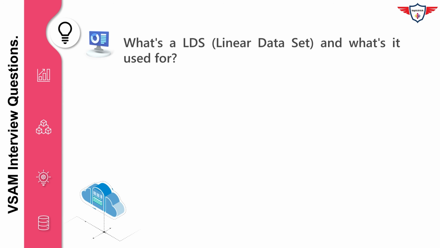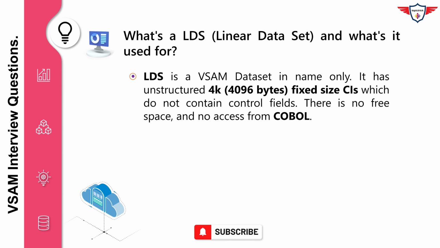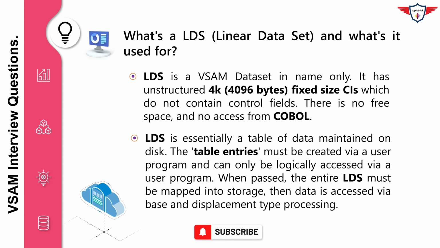What's an LDS, linear dataset, and what's it used for? LDS is a VSAM dataset in name only. It has unstructured fixed-size CIs, that is, 4096 bytes, which do not contain control fields. There is no free space and no access from COBOL. LDS is essentially a table of data maintained on disk. The table entries must be created via a user program and can only be logically accessed via a user program.